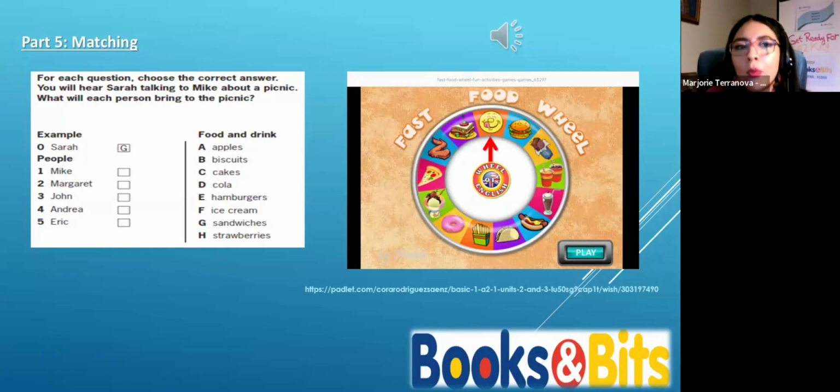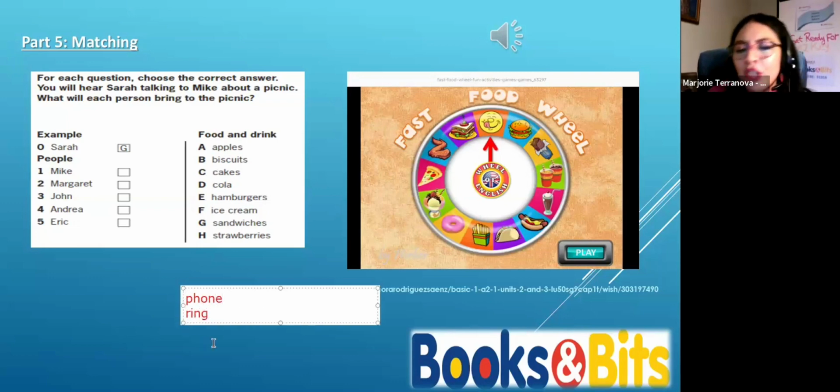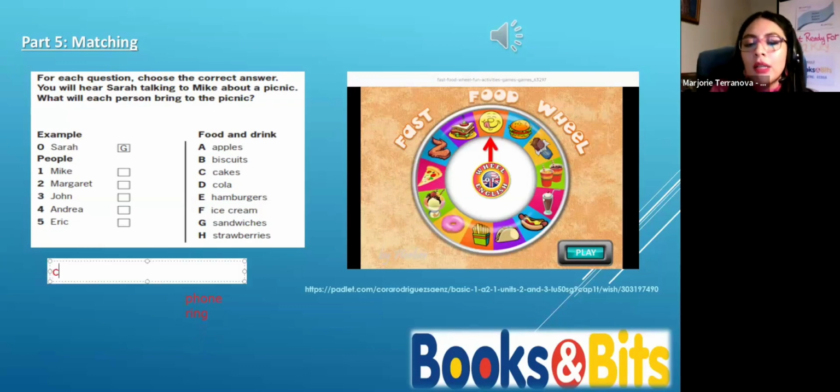And another important thing, remember when we talk about word relationships, synonyms. Phone, ring. Generally, ring is more used in B1 than in A2, because you will see a lot of "is ringing about something," right? Tell your students, because generally they just use calling.